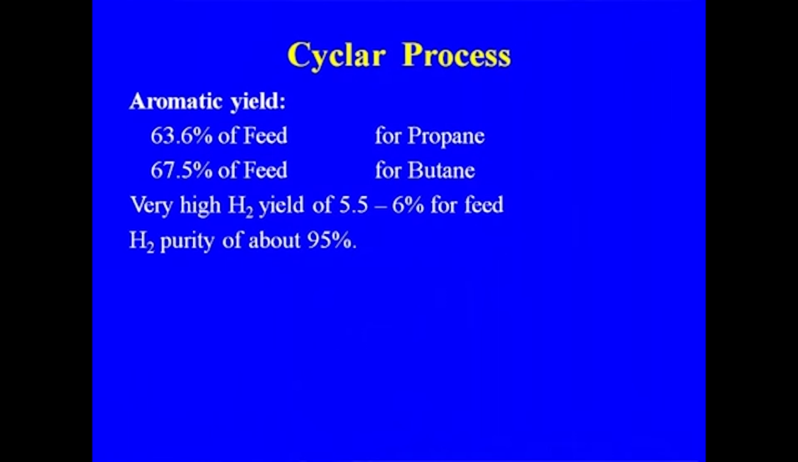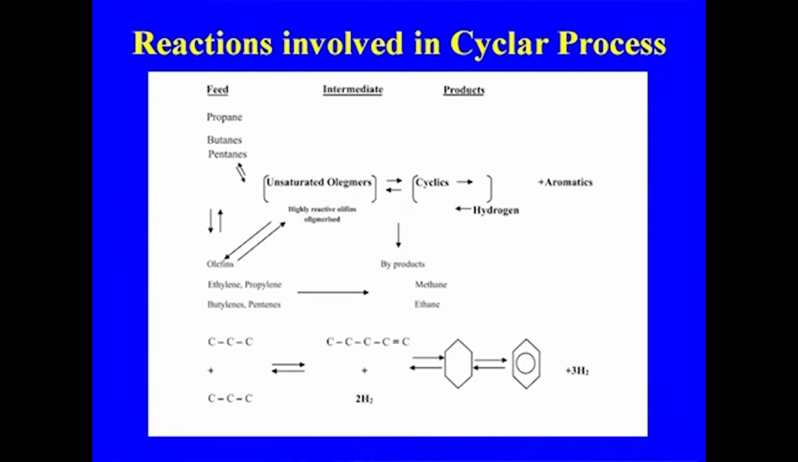So, there is a very high hydrogen yield, 5.5 to 6% of the feed, with purity of about 95%, and this hydrogen can be used elsewhere. So, this was the Cyclar process. These are some of the series of reactions taking place in the Cyclar process, where you are getting the high purity hydrogen, which I told you, and these are the aromatics that you are getting. These are the series of reactions taking place in the process of conversion of natural gas or propane-butane to aromatics.